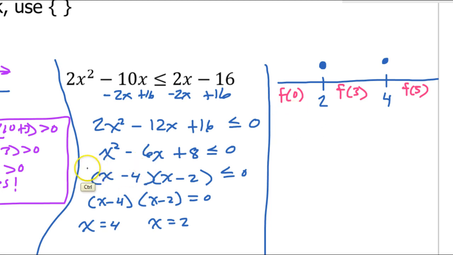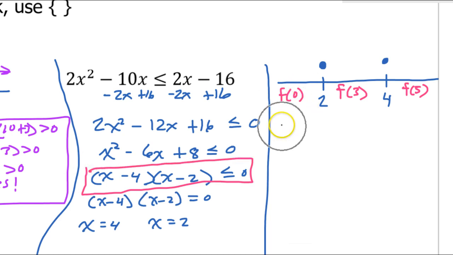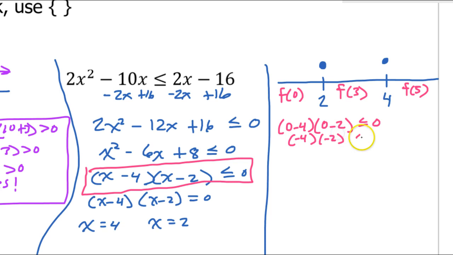So I'm looking at this version of the equation when I do this, by the way. So if f is 0, then that would be 0 minus 4 times 0 minus 2. And I'm asking myself, is that less than or equal to 0? Well, that would be negative 4 times negative 2. That would be positive 8. Okay, is that less than or equal to 0? No. Okay, so I have no solutions in the first area.